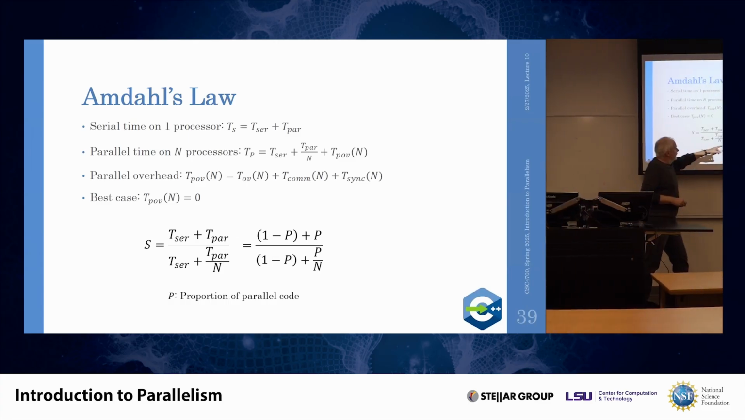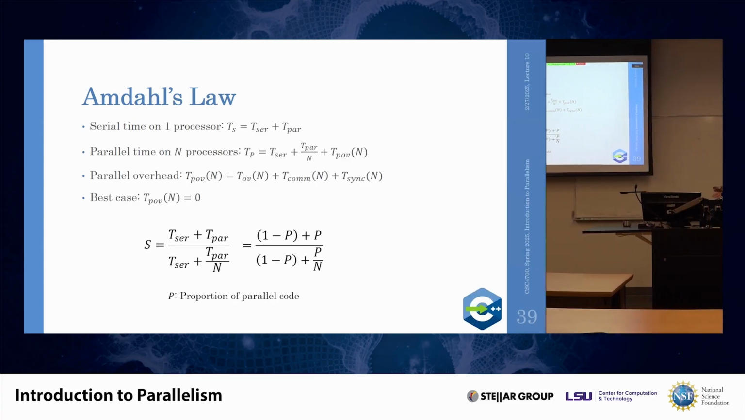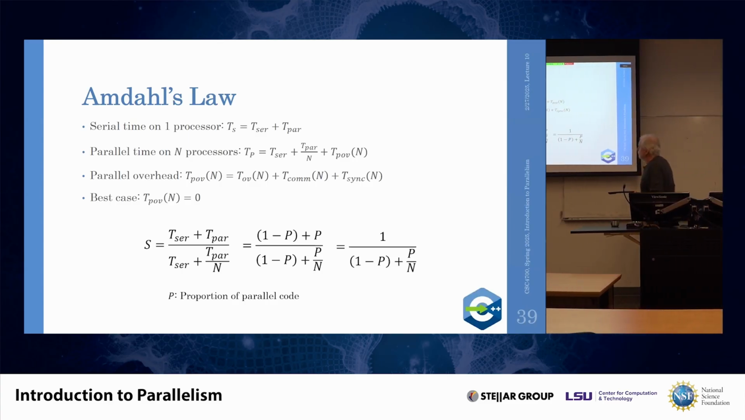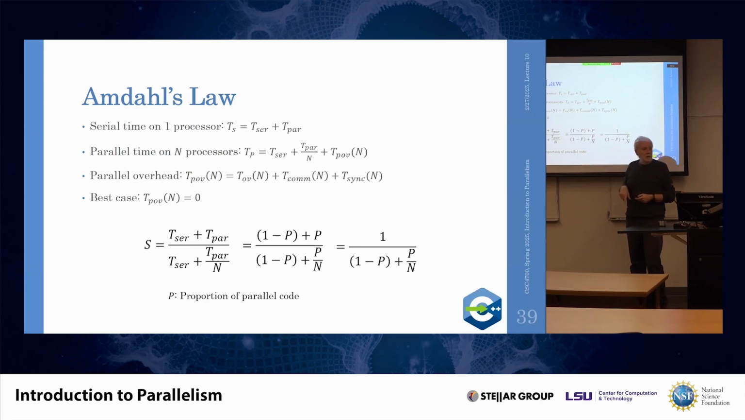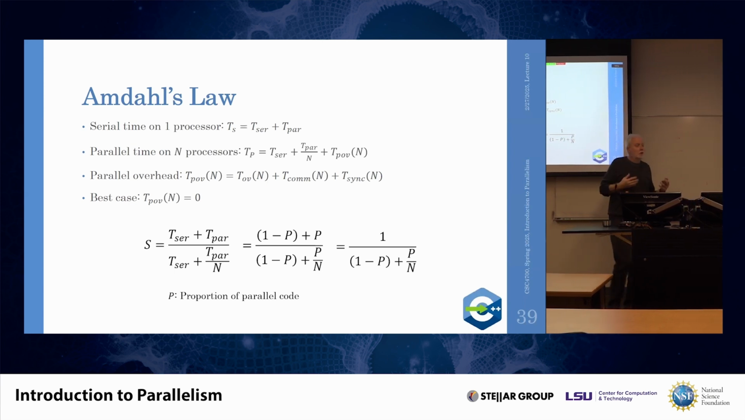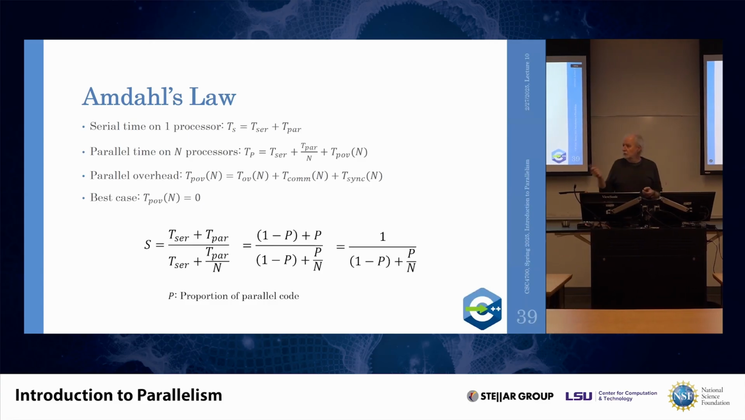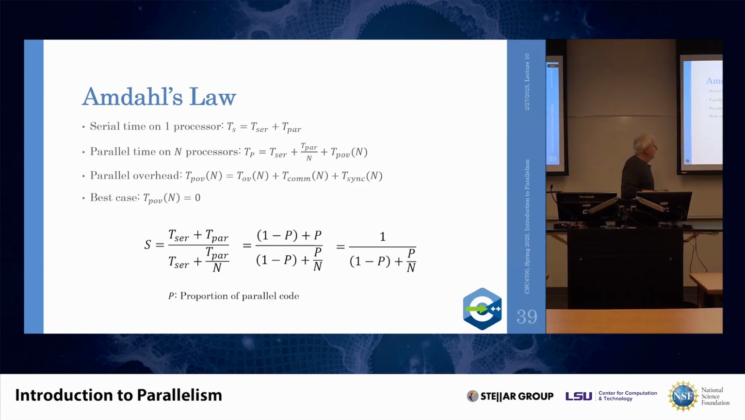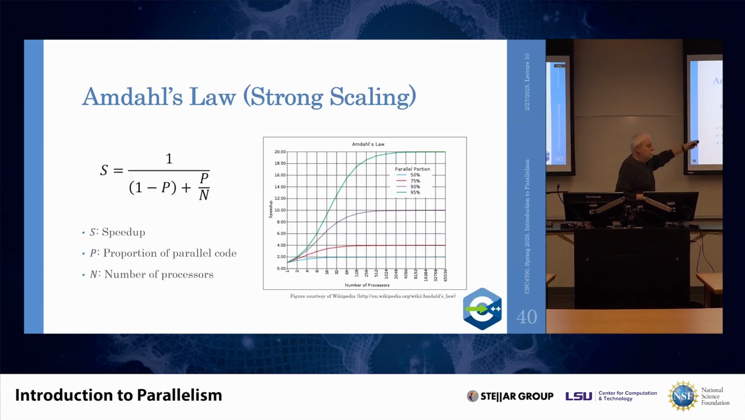If we express that in terms of p, where p is the portion of your code you can parallelize, you get this formula. That means the best possible speedup you can achieve on a system that runs on n processors, where p is the portion of the code you have been able to parallelize, between 0 and 1, is limited by Amdahl's law.